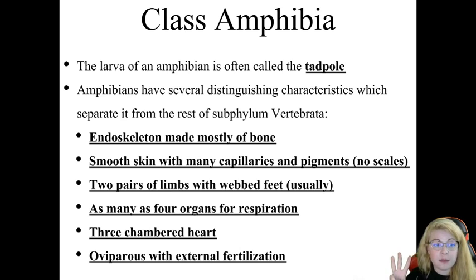They have a 3-chambered heart. So the fish that we just studied, the bony fish, only had a 2. We have a 4. They have a 3. And they are oviparous with external fertilization. So if you were asked on a test to list the distinguishing characteristics of amphibians, this would be your list. Hint, hint.